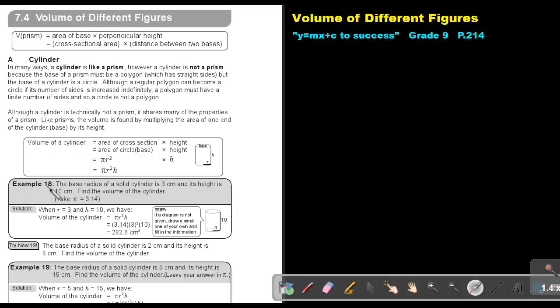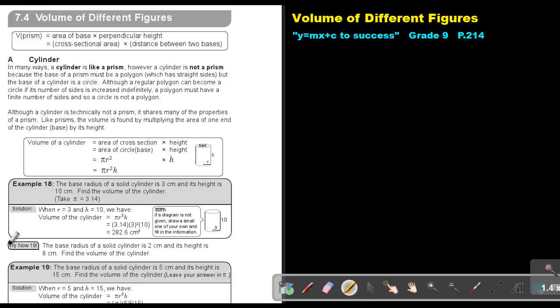Let's look at example 18. The base radius of a solid cylinder is 3 centimeters and its height is 10 centimeters. Find the volume of the cylinder. Now, if a diagram is not given, draw a small one of your own and fill in the information to help you. So, the radius is 3 and the height is 10. The volume of a cylinder is pi r squared multiplied by the height. So pi is 3,14 multiplied by 3 squared multiplied by the height. And I just calculate it and I get my answer.